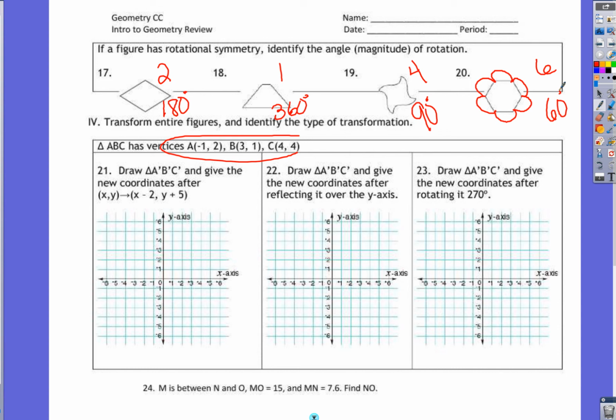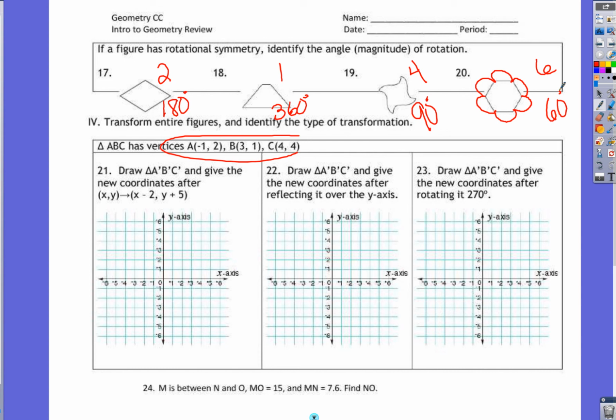You have rotational symmetry on your test. Alright. Questions on that? 360 is a magic number. Because think about it, you're going in a full circle, and a full circle is 360 degrees. Okay, that's how we get the 360. That's our magic number.